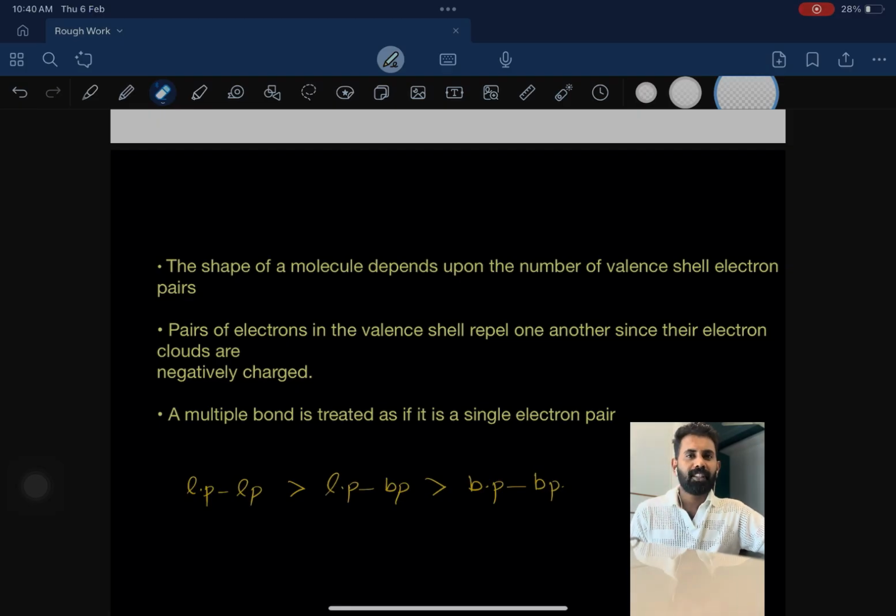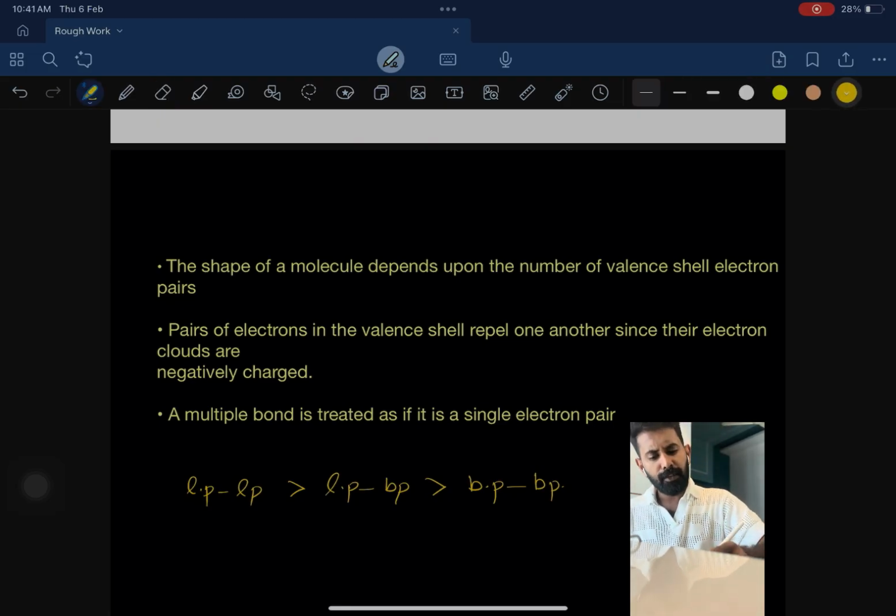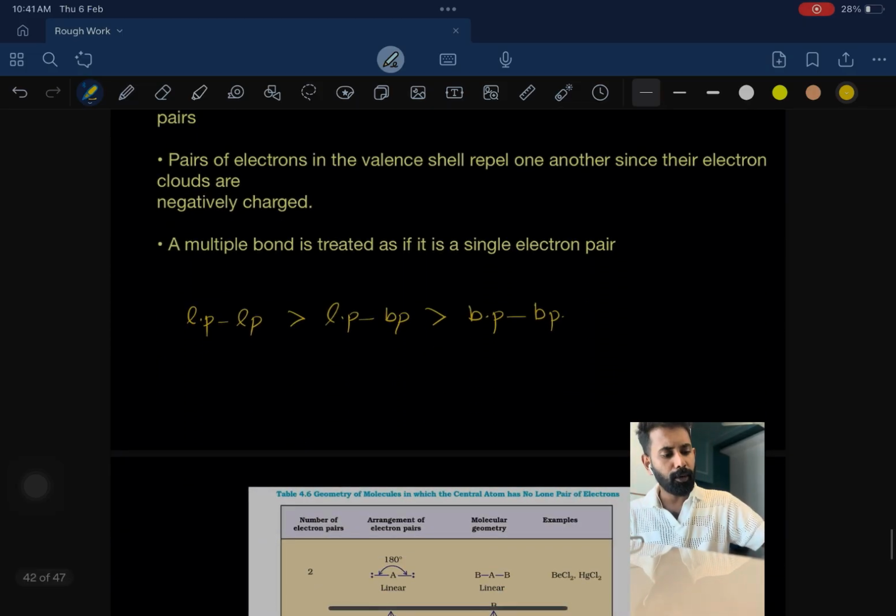So today we are going to discuss VSEPR theory, or basically we'll be discussing the geometry of a molecule, how to find the geometry of a molecule from the given formula. That's it. We know that VSEPR theory is a repulsion theory, so it is based on electron pair repulsion. Electron pairs means both the bond pairs and the lone pairs. First, let me show you what bond pairs and lone pairs are.